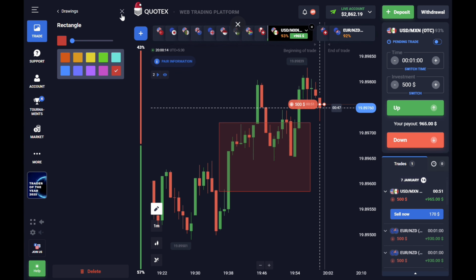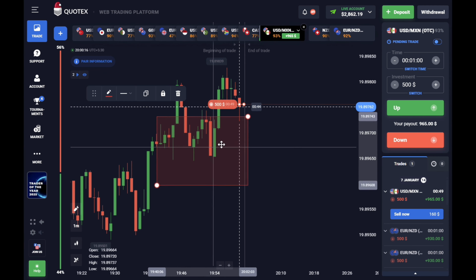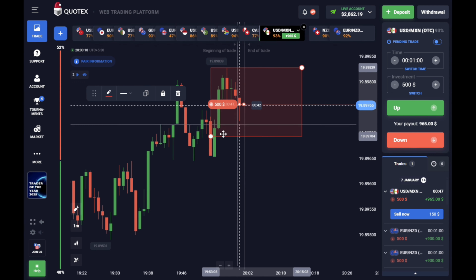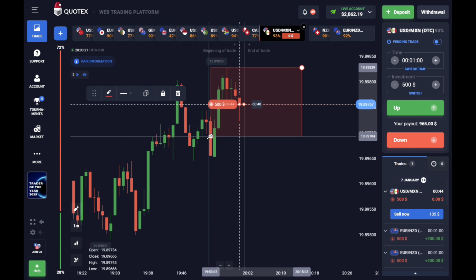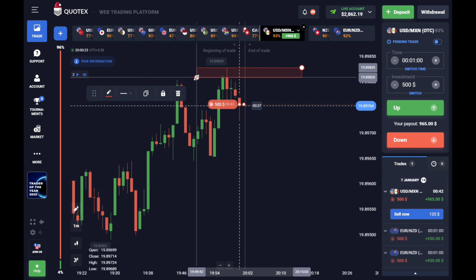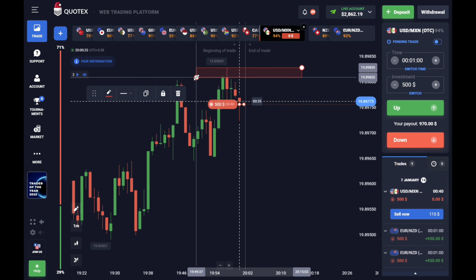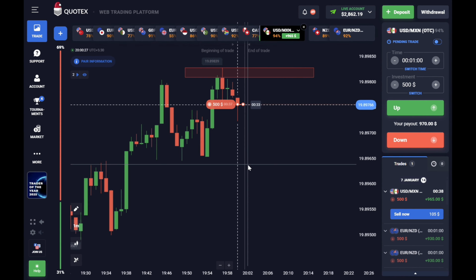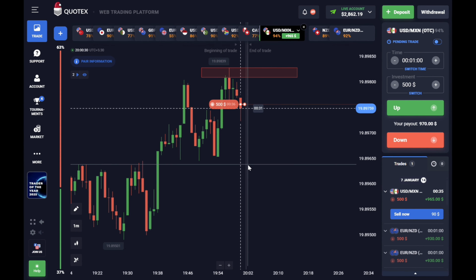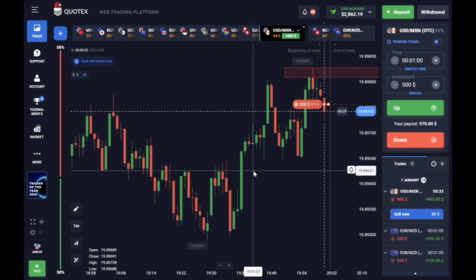In this instance, I have placed a trade in the downward direction for a total of $500. First, I will draw a rectangle right here. I noticed a very long wick on the upper side of the candle, so I have drawn a rectangle based on that long wick, and this now becomes our primary resistance zone on the upper side.